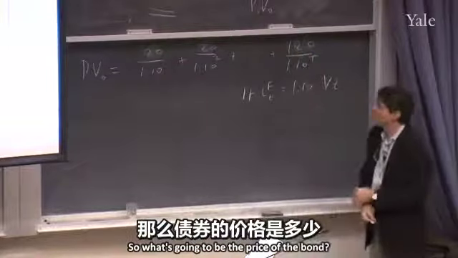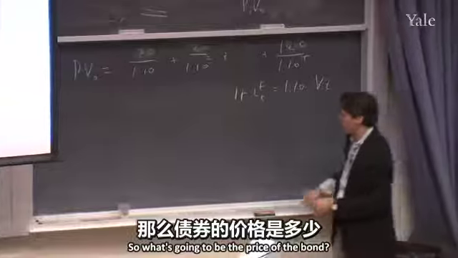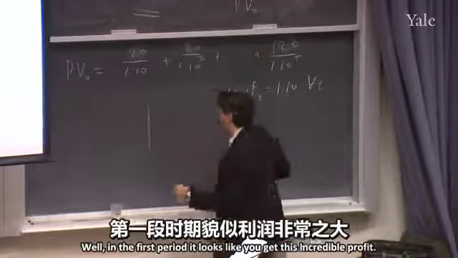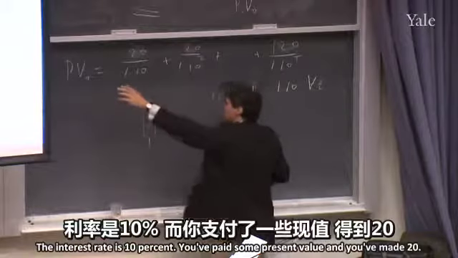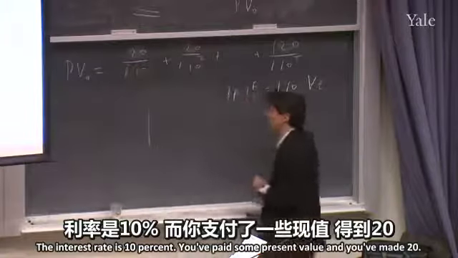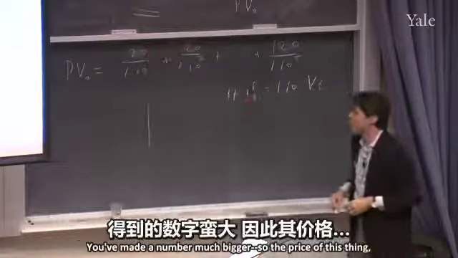So what's going to be the price of the bond? Well, in the first period, it looks like you get this incredible profit. The interest rate is 10%. You've paid some present value, and you've made 20, a number much bigger.